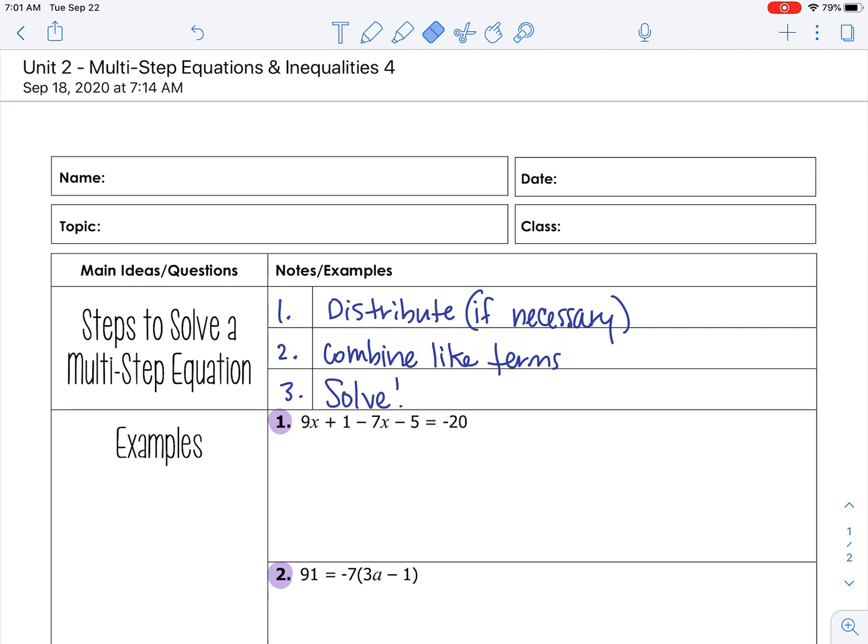Step 2, combine like terms. Step 3, solve. So for number 1, I'm following the steps. I'm looking at step 1, distribute if necessary. There's nothing to distribute for number 1, so I need to move on to step 2. Step 2, combine like terms. This step of moving the terms around so that we have the like terms next to each other is optional.